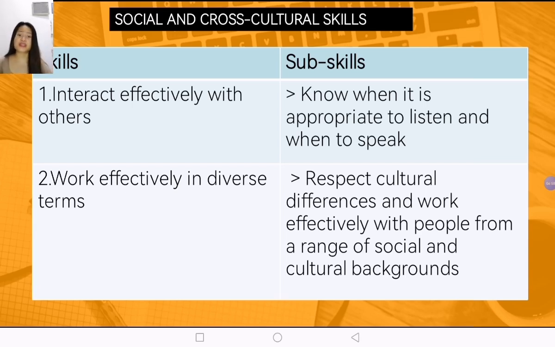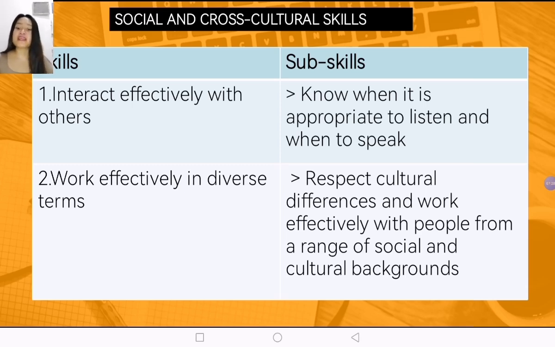One of its sub skills is to know when it is appropriate to listen and when it is appropriate to speak. So that's how we interact effectively with others, which, sad to say, is disregarded nowadays. Because sometimes, even if it is not time to speak yet, we speak because we allow our emotions to. And that is one skill that we need to develop.